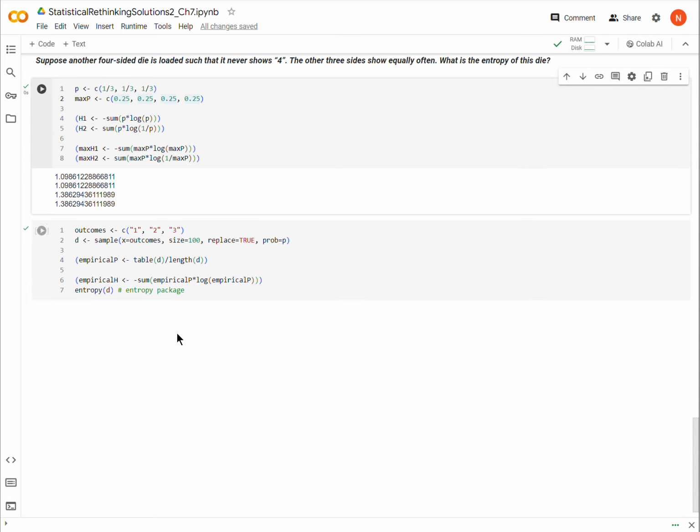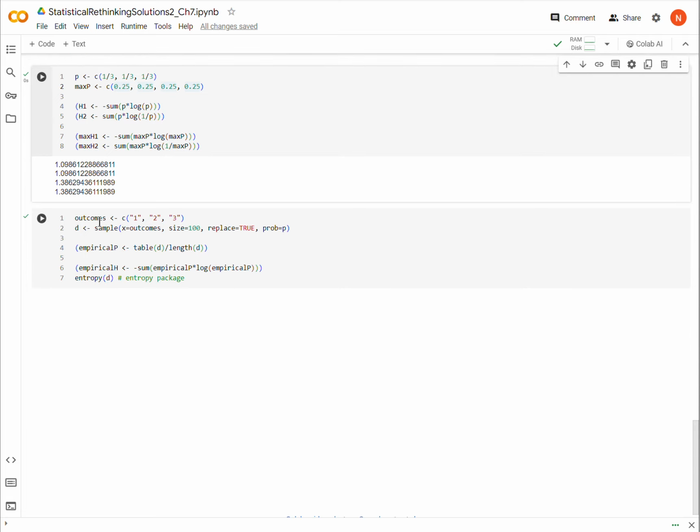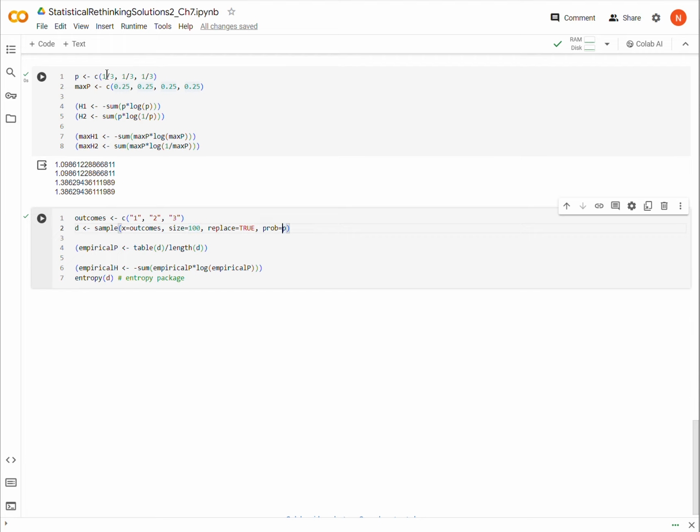Finally, I'm going to generate some empirical data with all of this. I have 4 possible outcomes, but the 4 is not actually an outcome, so I'm just omitting it here. I'm sampling my outcomes, 100 of them, with probability P described up here. So I run all of this. The implied probabilities are all close to a third, but not quite a third. And then here is the estimated entropy, or the empirical entropy, that's been calculated.